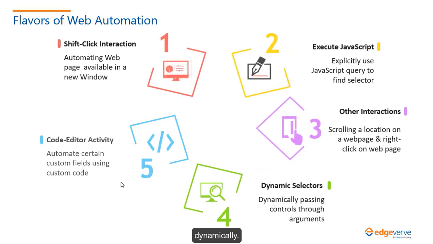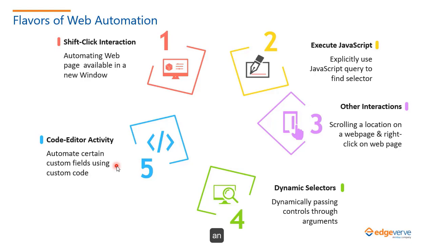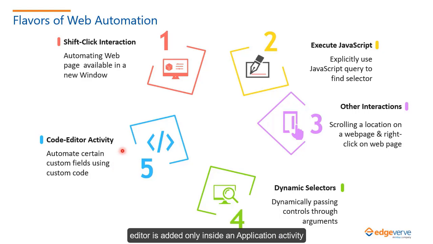Code editor activity is used to automate certain fields in an application that are not configurable using Studio. Also, it helps us to perform some operations on the field extracted from the application automation. Code editor activity is added only inside the application activity.